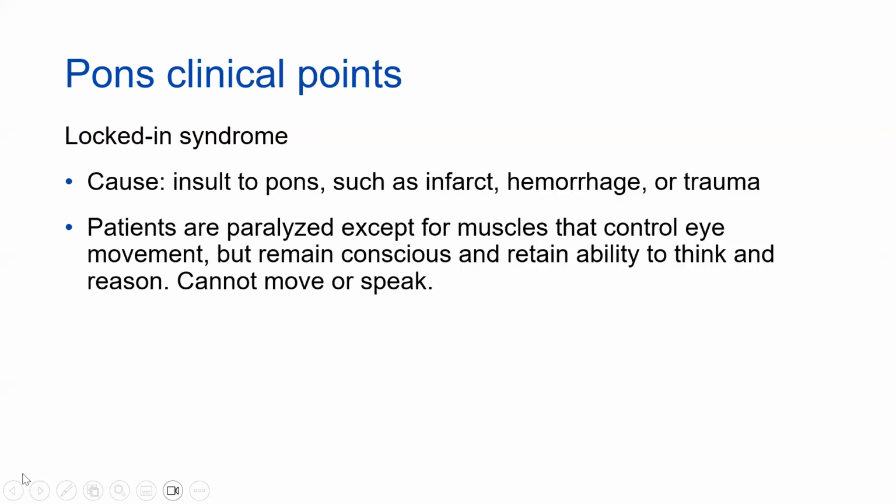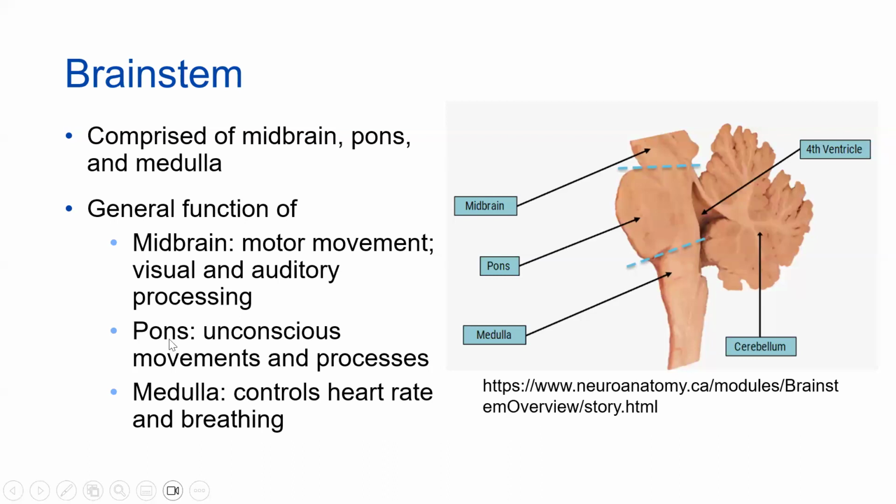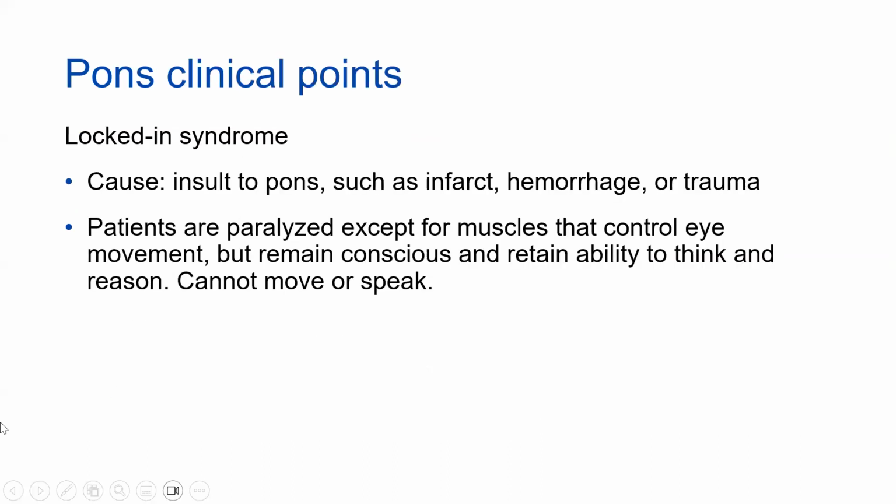So here's a clinical point to help explain this function of the pons for unconscious movements and processes. Insult to the pons, such as an infarct, hemorrhage, or trauma, can lead to locked-in syndrome. This is a condition where the patient becomes completely paralyzed, except for the muscles that control their eye movement. So they retain the ability to have consciousness and think and reason, but they cannot move or speak. They can only control their eye movement.